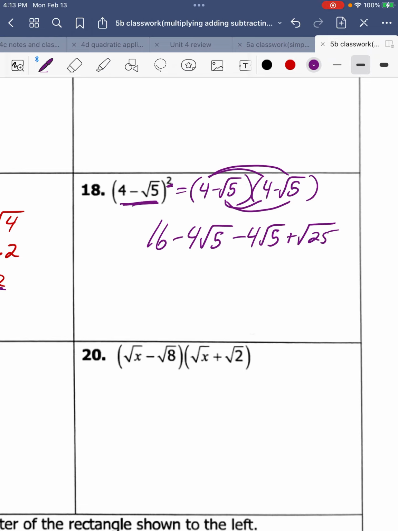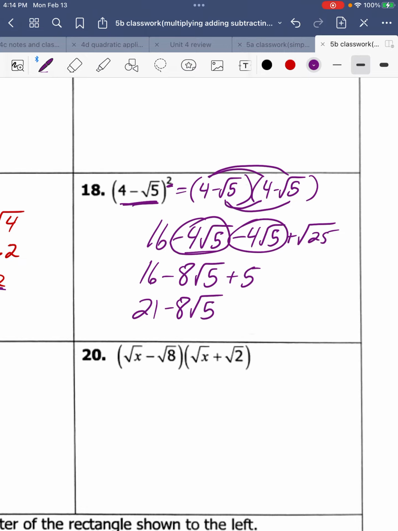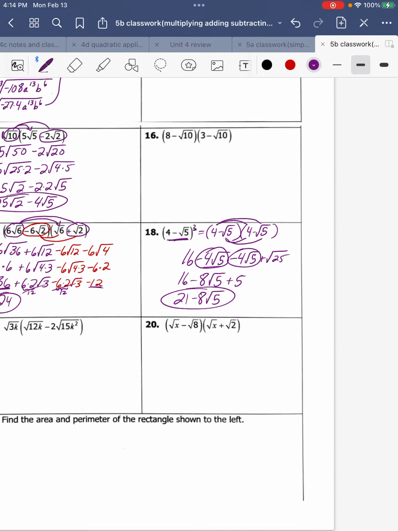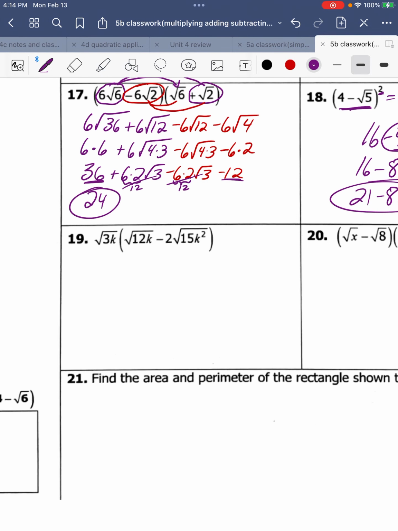Combining our like terms, we actually have some. Negative 4 square roots of 5 minus 4 square roots of 5 is a negative 8 square root of 5. Square root of 25 is 5. 16 plus 5 is 21. And there we go.